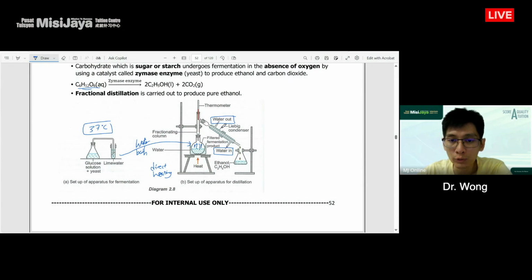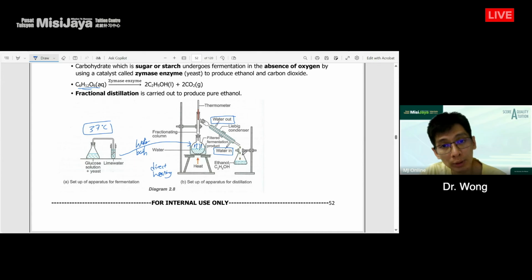You must know which direction is which. Okay, so if water comes from the top and goes up from the bottom, you will not fill the Liebig condenser with the water. So any products formed here, that is ethanol.